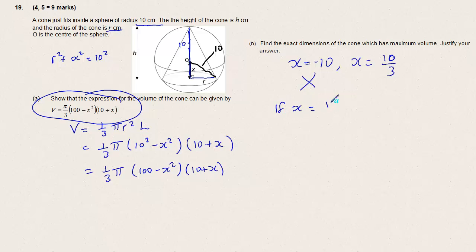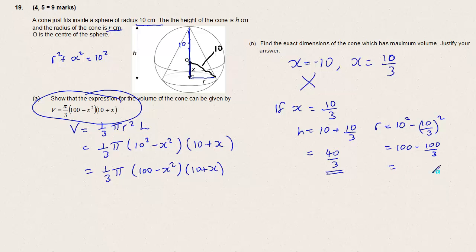So if x is equal to 10 over 3, we want the dimensions. So we know that h is going to be 10 plus 10 over 3, and that's going to give us 40 over 3. And we also need r, so r is going to be 10 squared take away x squared, so that's going to be 10 squared take away 10 over 3, squared. So that's 100 take away 100 over 3. And that gives us 300, so that's 200 over 3.